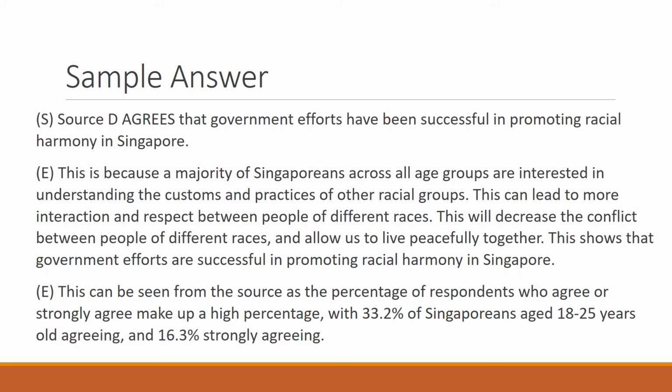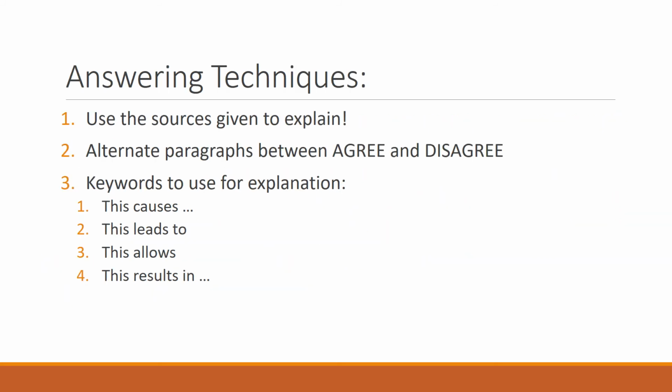All right, so before, here is the answering technique just to recap. You must always use the sources to explain. You must give the answer by engaging with the source. Talk about what is inside the source and tell me how that leads to the outcome. Then, when you're writing different paragraphs, always remember to alternate between agree and disagree to show a balanced stand. And lastly, these are some tips for you when you want to use keywords for explanation. You can say this causes something, this leads to something, this allows, or this results in.